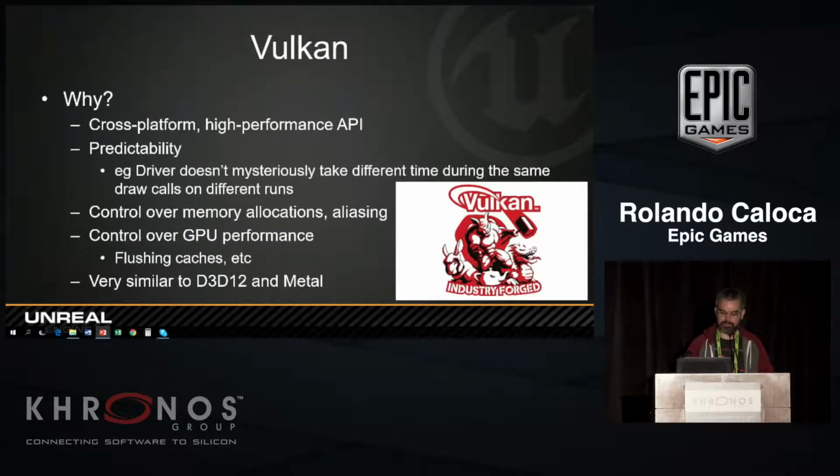Why do we want to use Vulkan? It's cross-platform, high performance. It's predictable. Sometimes on other drivers, you're running on PC, you run a game, you get a hitch in one of the draw calls, you run it again, the hitch is gone on the same draw call. So we have now control over that.